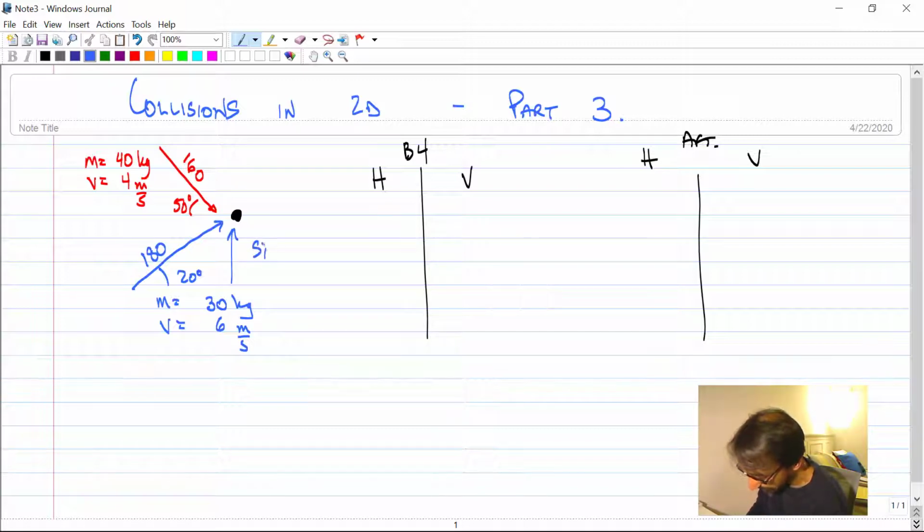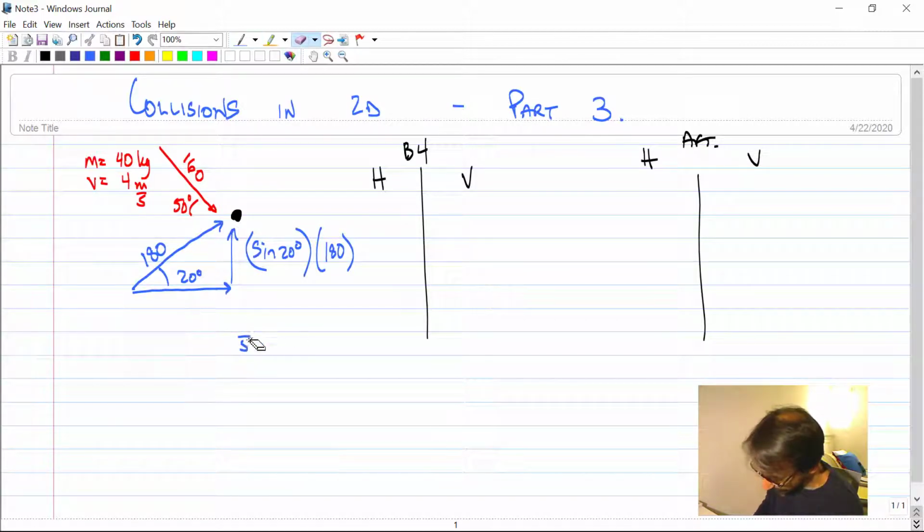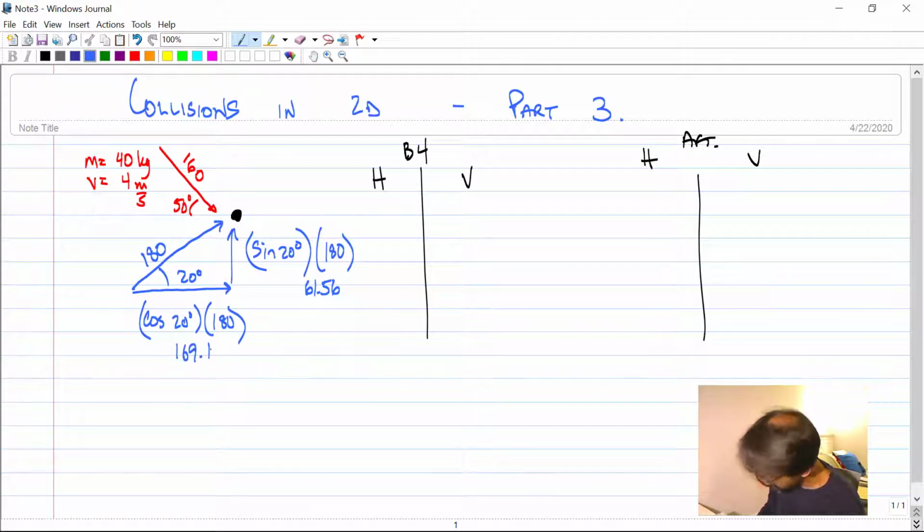This is going to be sine of 20 times 180. And this horizontally is going to be cosine of 20 times 180. And as a result, sine of 20 times 180 is equal to 61.56, and cosine of 20 times 180 gives me 169.14. Those are my blue totals.